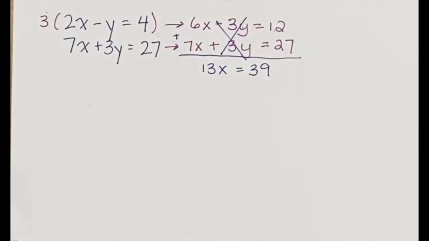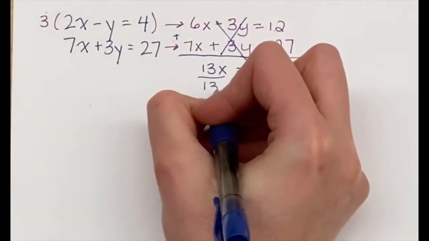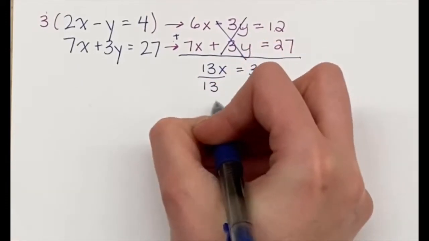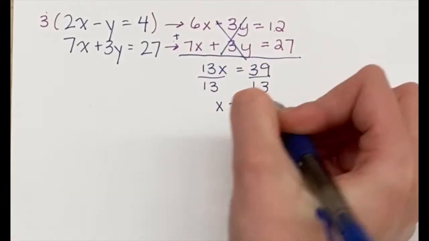Again, we have a nice one-step equation. Divide both sides by 13. And hooray, we get x equals 3.